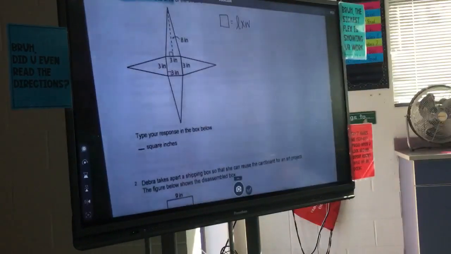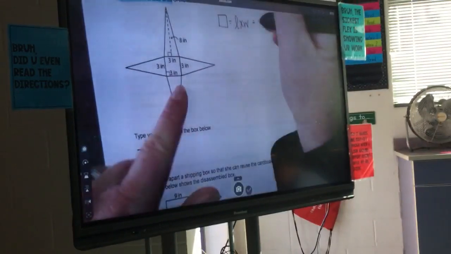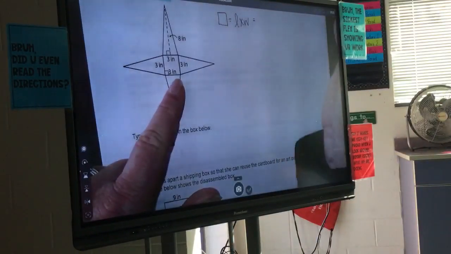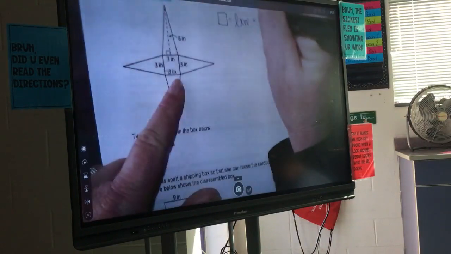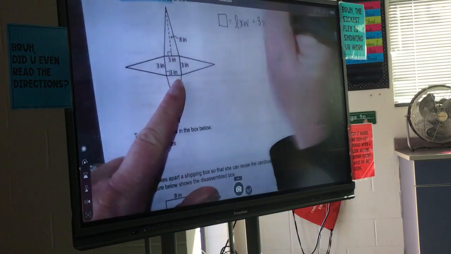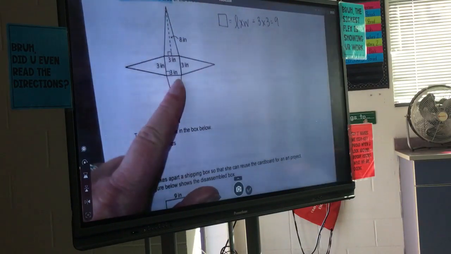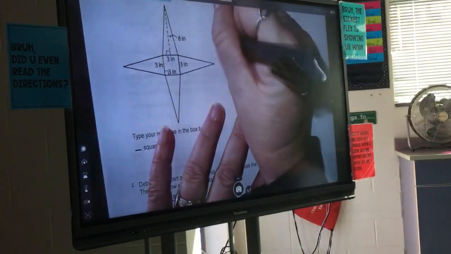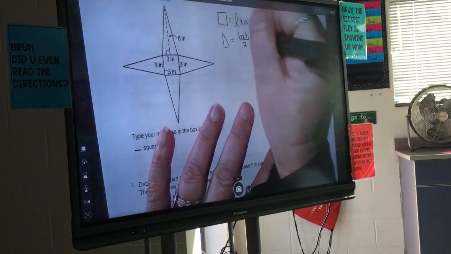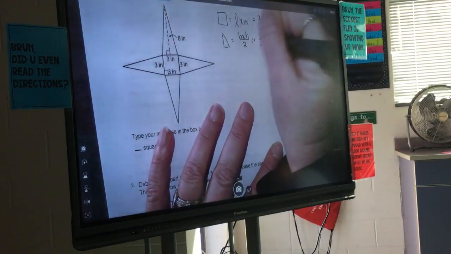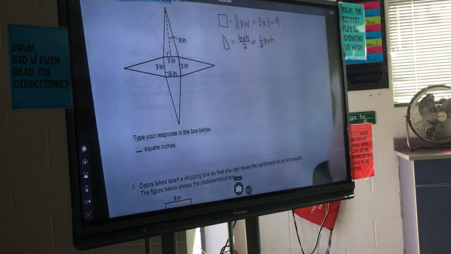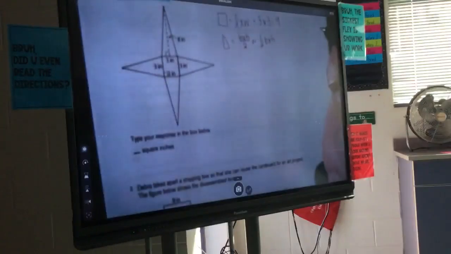All right, so what are the two numbers that we are multiplying together to find the area of my square? Three. It's only three because it's a square. So I'm doing three times three. Now, for my triangle, I can do base times height divided by two, or I can do half the base times the height. All right, what is my base?